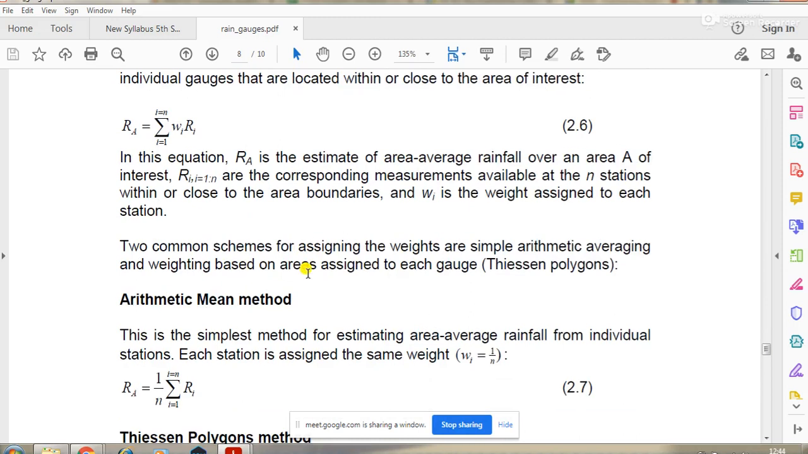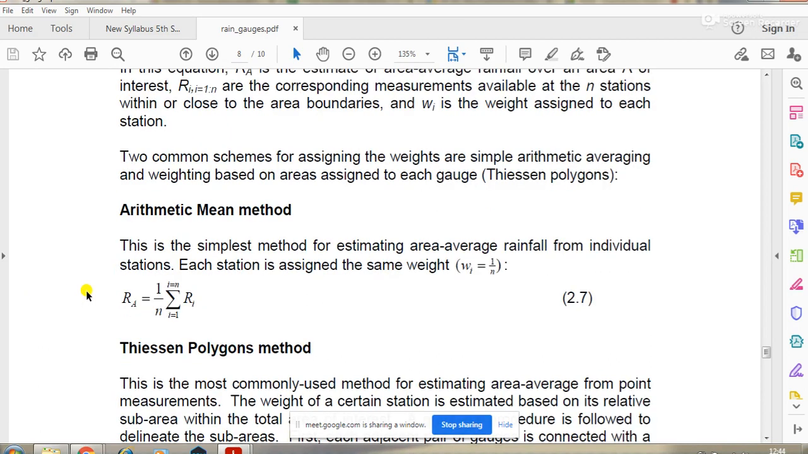Obviously two common types are there for assigning the weights. One is the arithmetic mean method, which is the simplest method. The equation will be Ra equals 1 by n into the summation of Ri. From the previous equation, you can see that instead of Wi, they have replaced it with 1 by n, where n is the number of stations available.